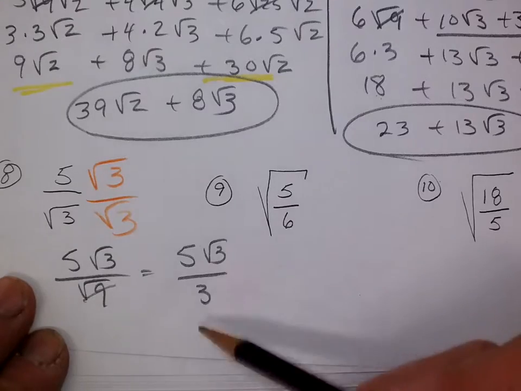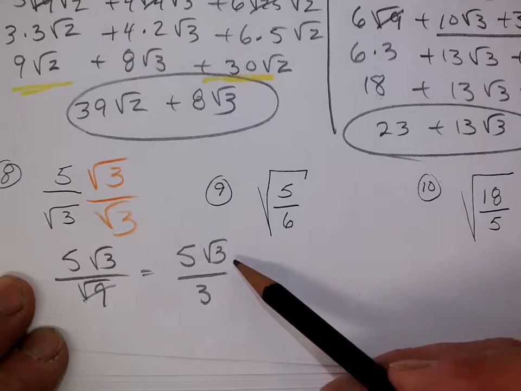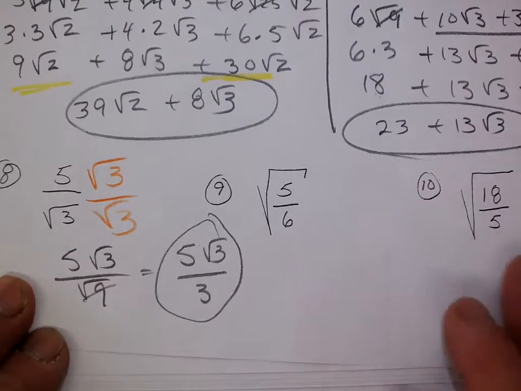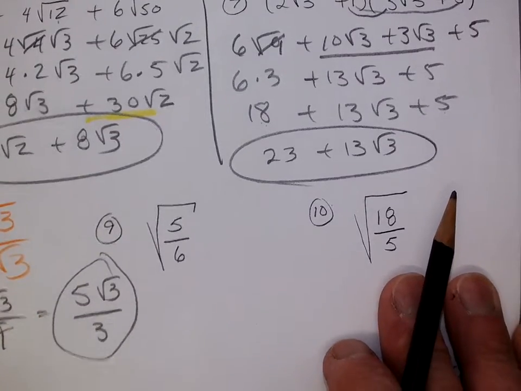Do not divide these 3's. That is not 3. That's the square root of 3, which is about 1.73, blah, blah, blah. That's my answer. That's your answer. You're done. Okay? Number 9. Number 9 is the same process.